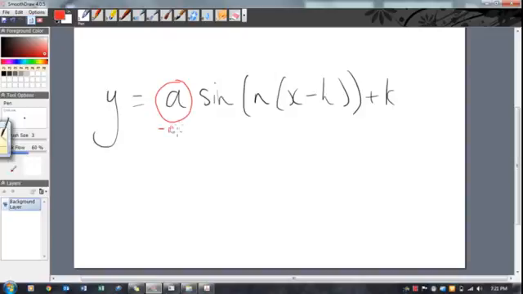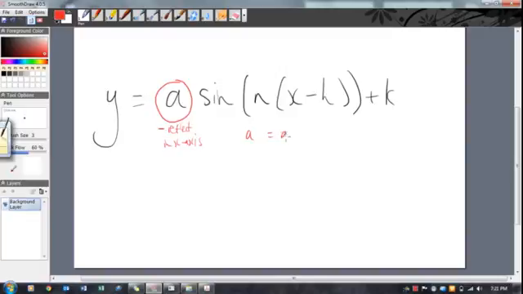If it's negative, it'll reflect in the x-axis. Instead of going like this through the origin like that, that'll get flipped down to there. That'll get flipped up to there. It's a mirror image, so everything gets flipped upside down if a is negative. Okay, so that's the first thing that happens.